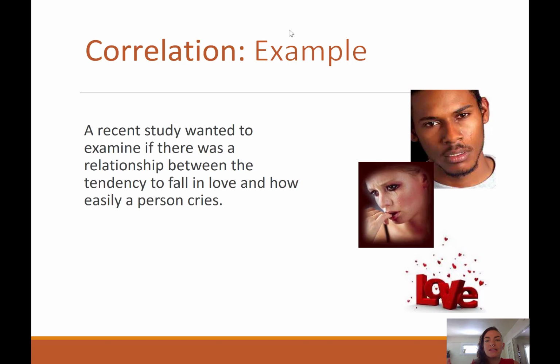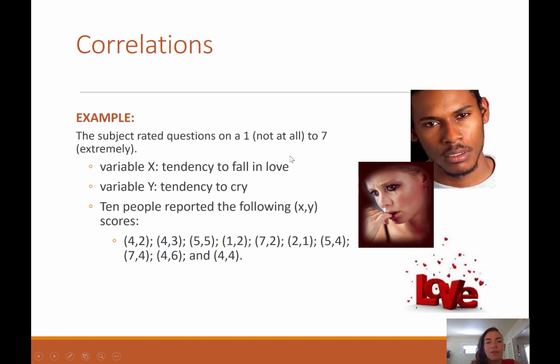This is an example of a recent study, it's fictional, that wanted to know if there is a relationship between how often people cry or how easily a person reports that they cry and their tendency to fall in love. So in this example, each subject rated themselves on how easily they fall in love and how easily they cry. And on both scales, there was a range of 1 to 7 for response options, with 1 being not at all and 7 being extremely.